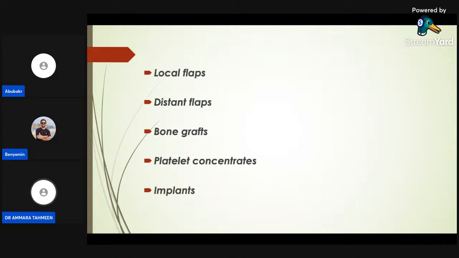Once you have cleared the sinus pathology, we move on to the surgical closure of the oroantral communication defect. There is a plethora of techniques mentioned in the literature. The most commonly used are local flaps, followed by distant flaps, bone grafts, platelet concentrates, and implants. Let us see one by one what these are and how we carry out these procedures.